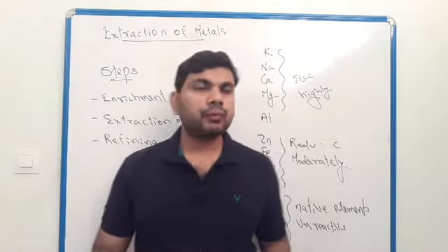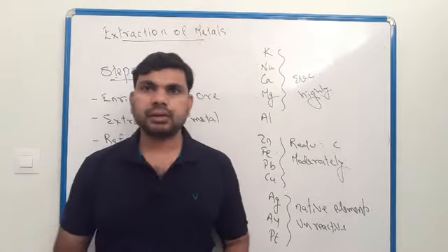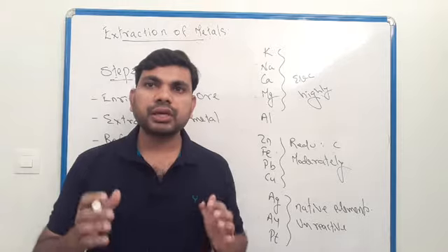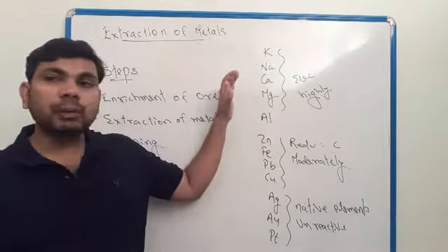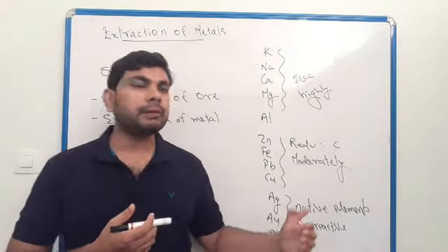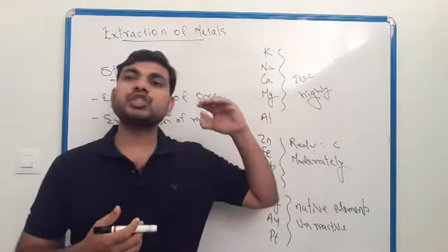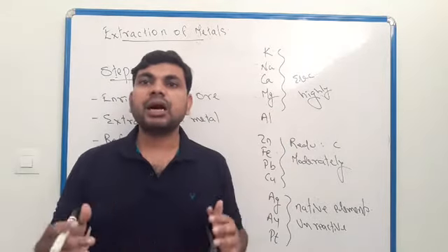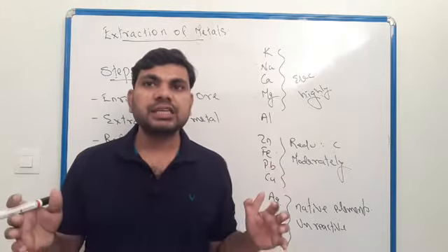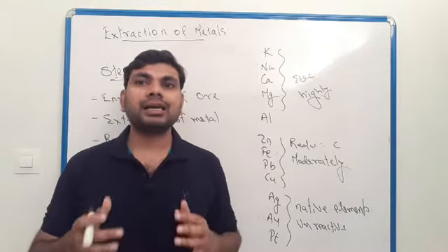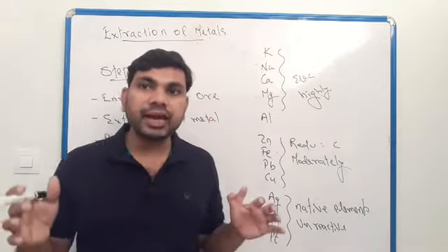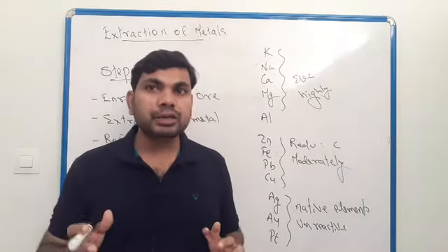Extraction of metals. We know this is the reactivity series. Reactivity series means arrangement of metals according to their reactivity. Metals on the top of the reactivity series: potassium, sodium, calcium, magnesium, aluminium. They are highly reactive metals, and they are extracted by electrolysis.